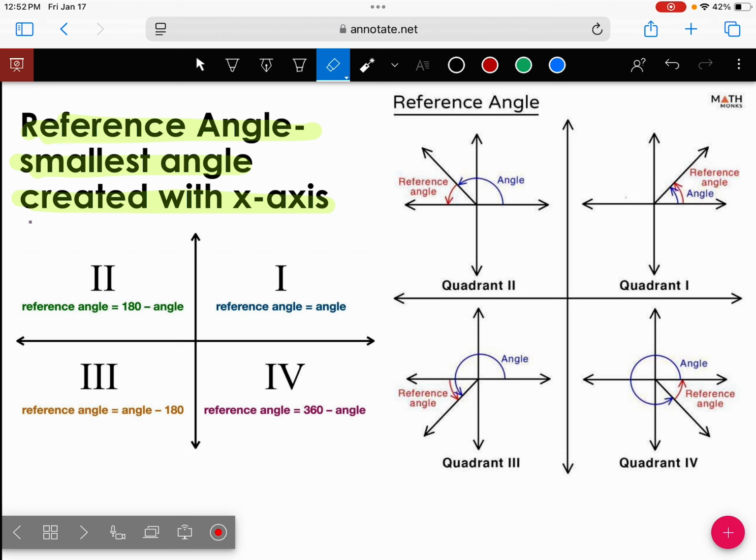So one of the things we're going to talk about in 6.3 is reference angles. On the quiz next Friday, you have 1 or 2 questions where you have to tell me the reference angle. And the biggest mistake, or the only mistake that students make, is confusing it with the y-axis. So again, we want the smallest angle made with the x-axis. That's the key. It's the smallest angle you can make with the x-axis.